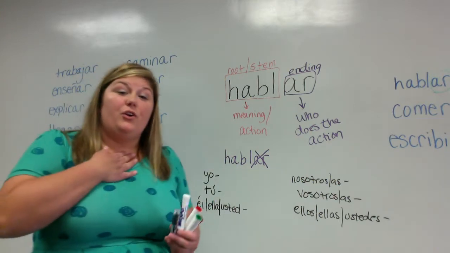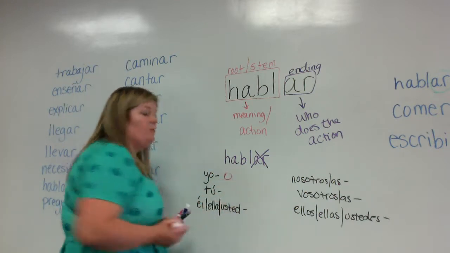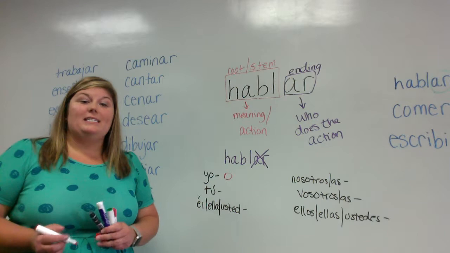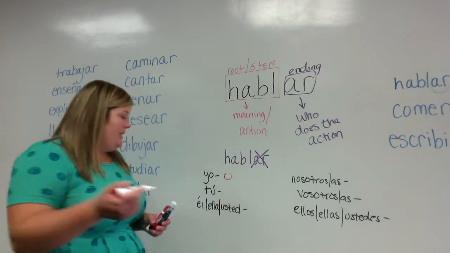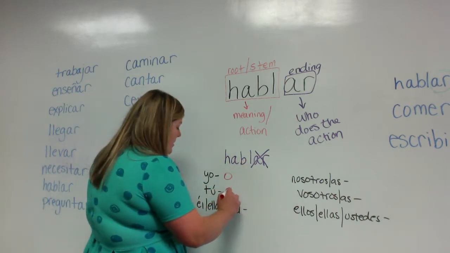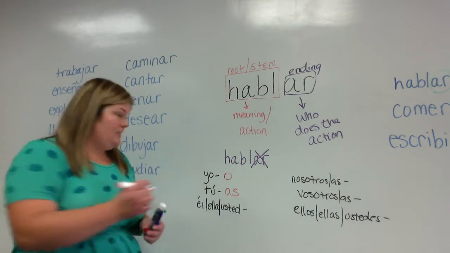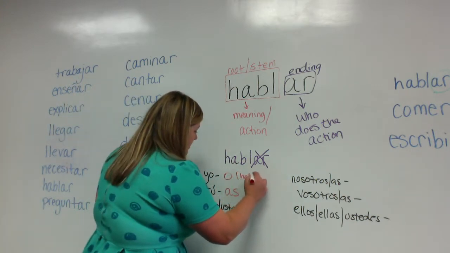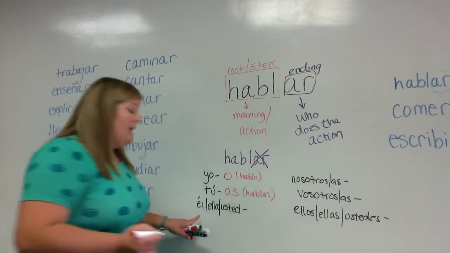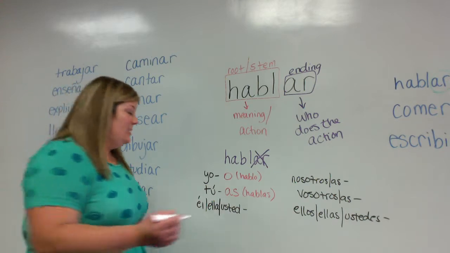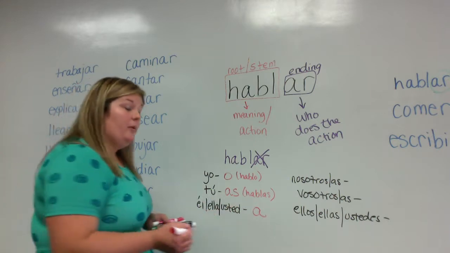If I, yo, am doing the action, I'm going to drop the AR and replace it with an O. So now my word is hablo. If tú, you are doing the action, you're going to drop the AR and replace it with as. So now our word is hablas. If he, she, or usted is doing the action, drop the AR and add a. So now our verb is habla.